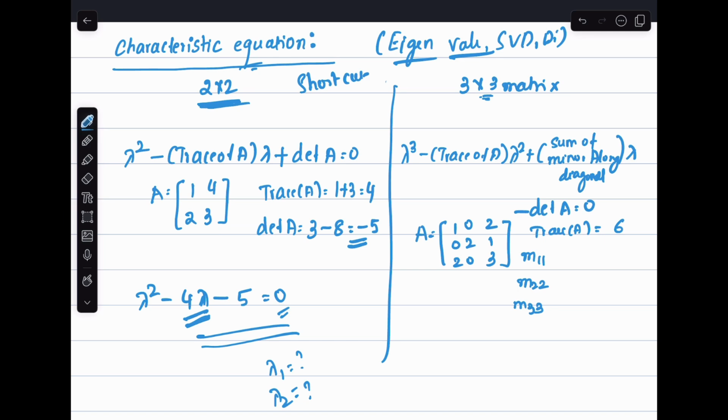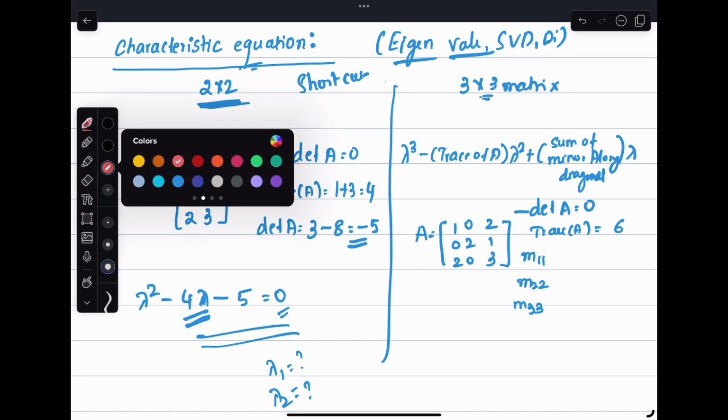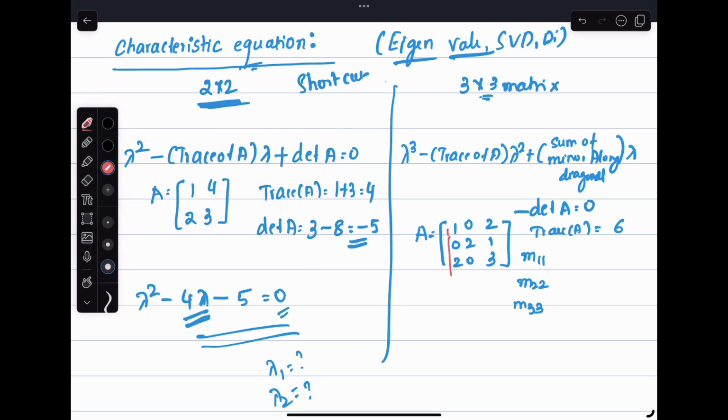For M11, we eliminate the first row and the first column, and with the remaining terms we take the minor: 2 into 3 is 6, minus 0 into 1 is 0, that is 6. Now M22: eliminating the second row and second column, it is 1 2 1 3, so 1 into 3 is 3 minus 2 into 2 is 4, that is minus 1. Same way M33: eliminating the third row and third column, it is 1 0 0 2, so 1 into 2 is 2 minus 0, which is 2. So we have to find the sum of these.